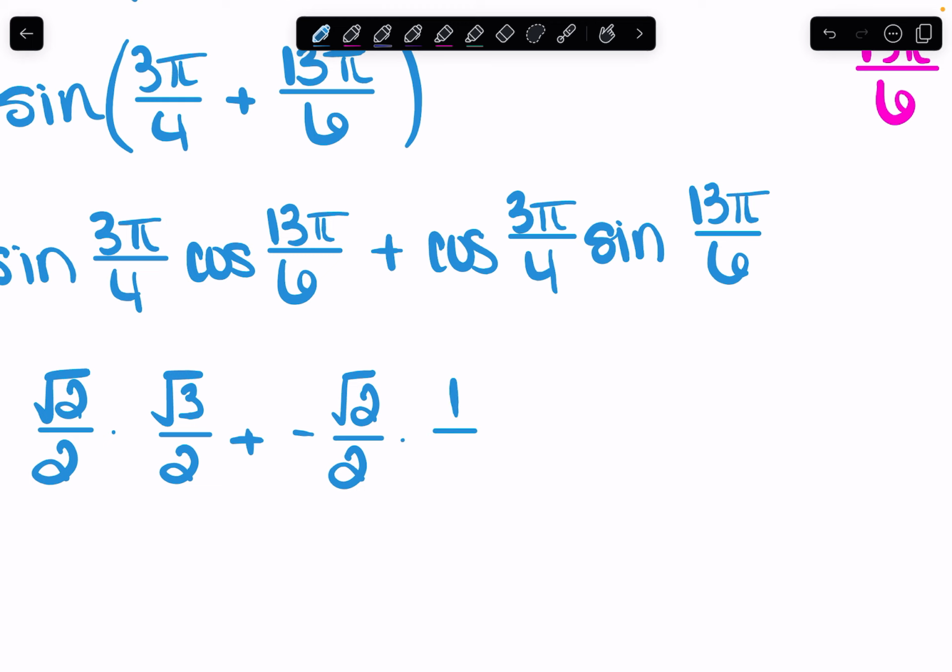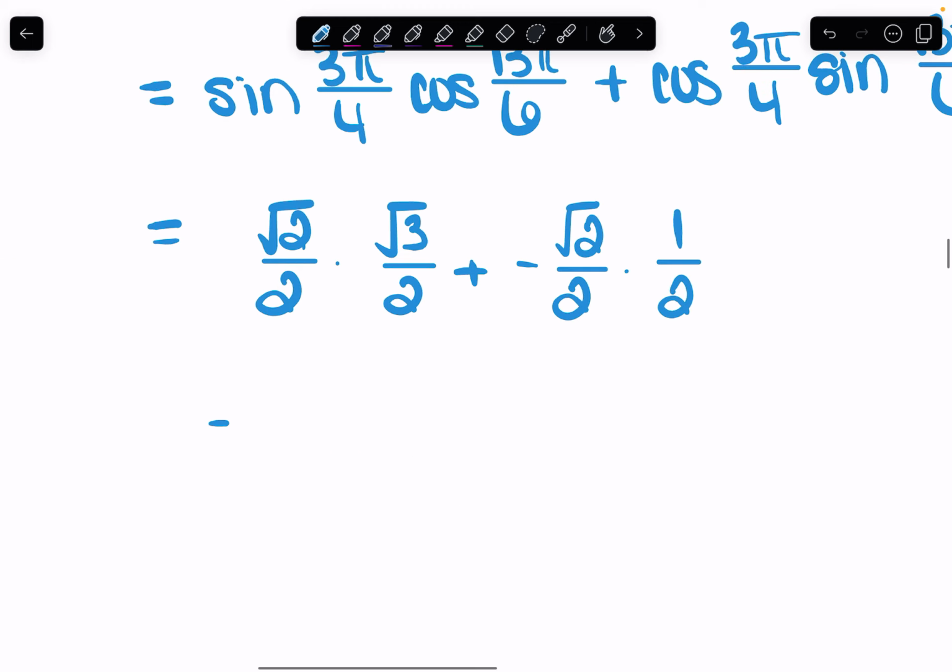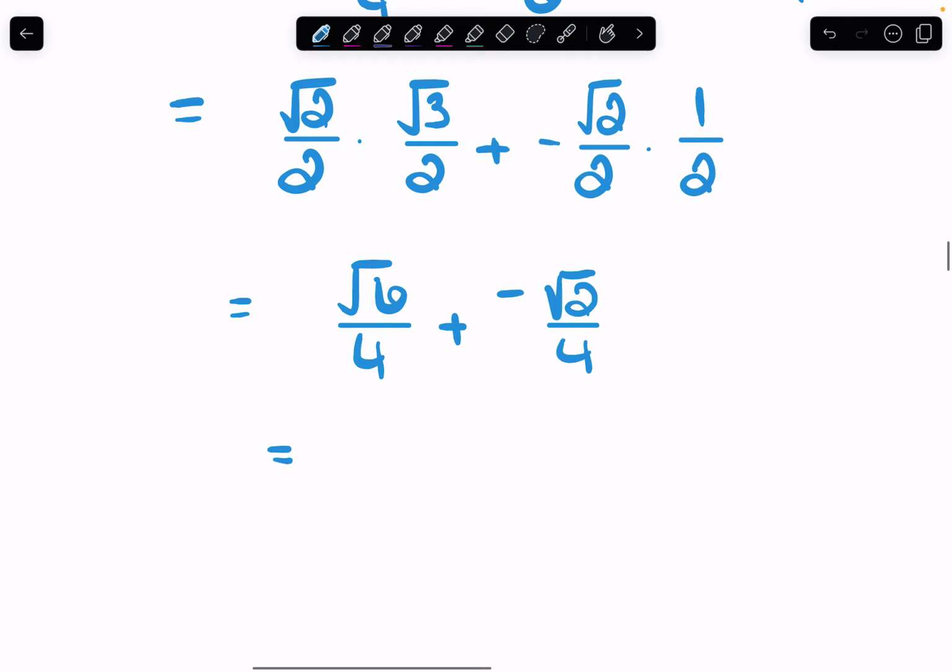All right, top, top, bottom, bottom. Root 6 over 4 plus a negative root 2 over 4. They match already, so just slide them together. So root 6 minus root 2 all over 4.